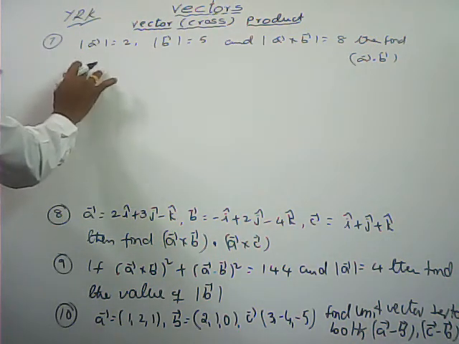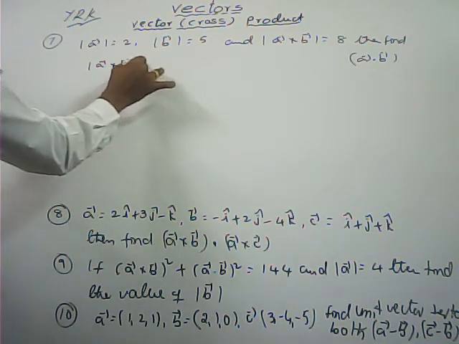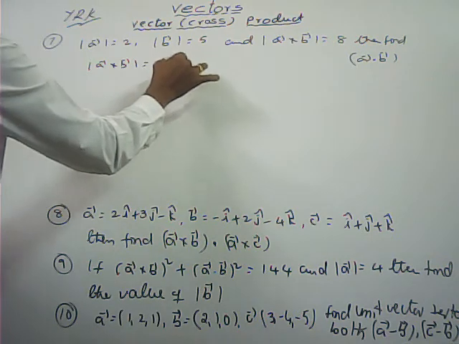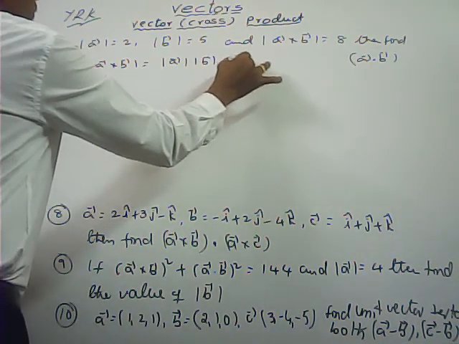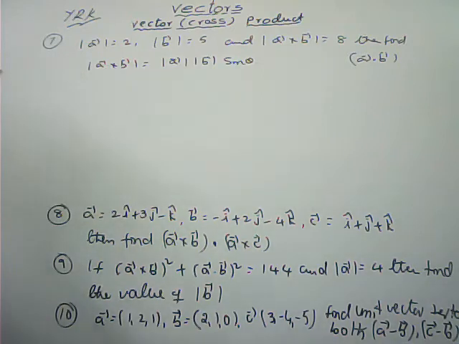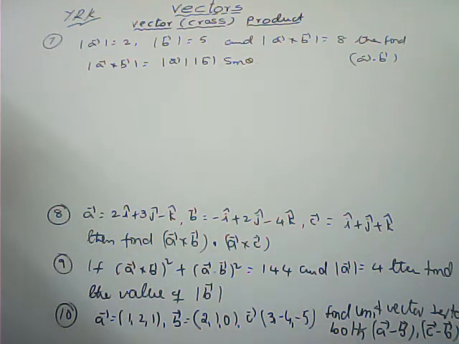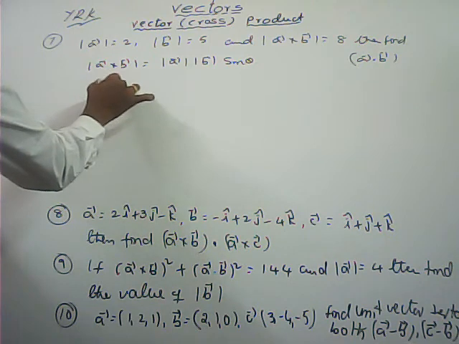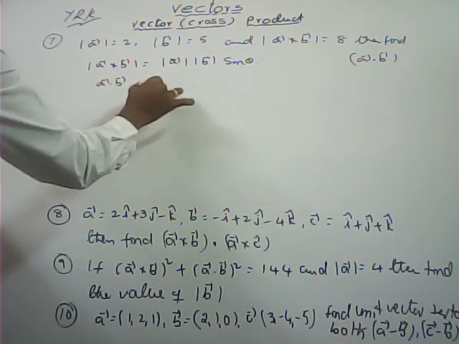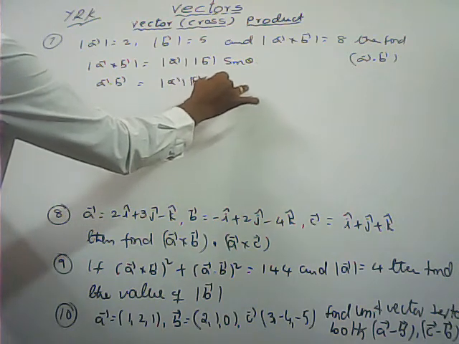Modulus of A bar cross B bar equals modulus of A bar into modulus of B bar into sin theta. I have written the modulus of A bar cross B bar; if I write only A bar cross B bar, that should be multiplied by the unit vector n cap. And A bar dot B bar equals modulus of A bar, modulus of B bar into cos theta.